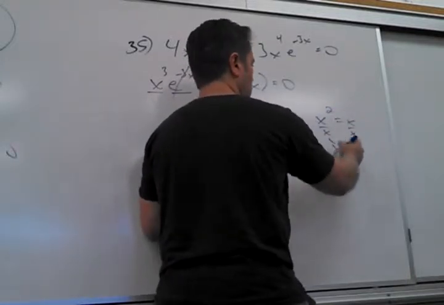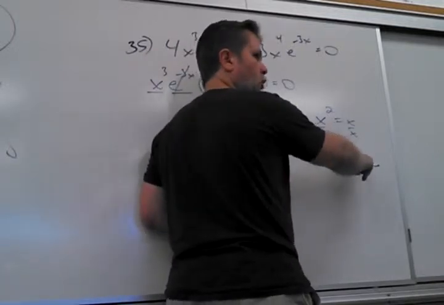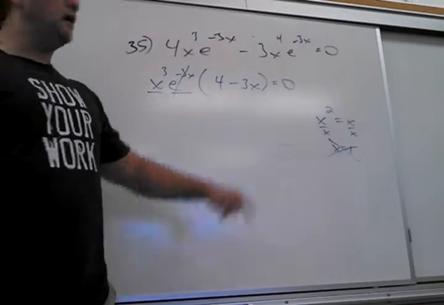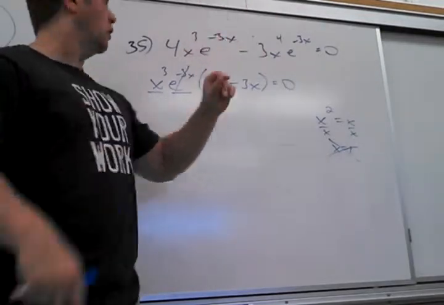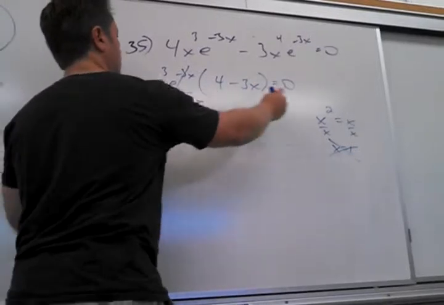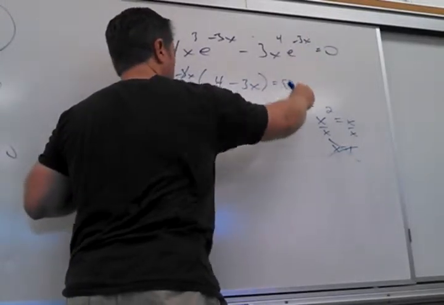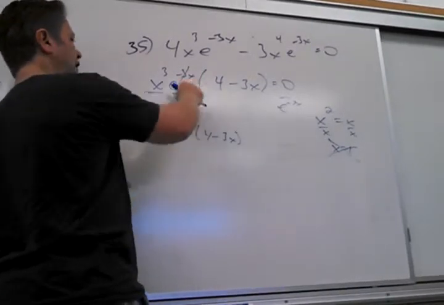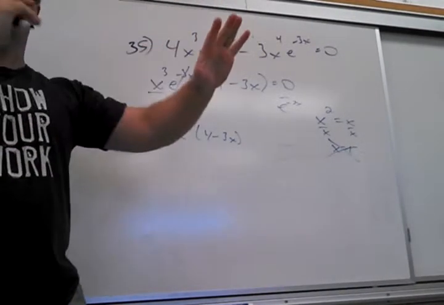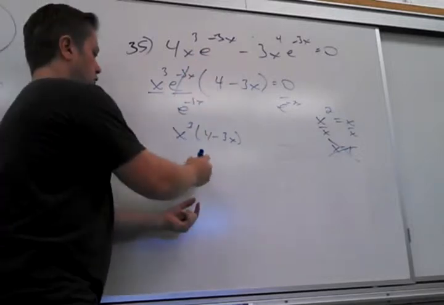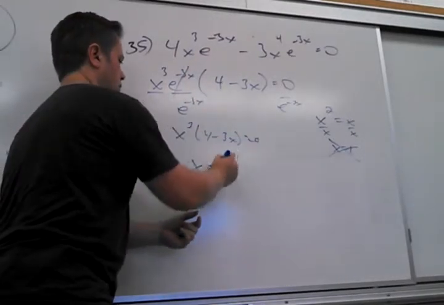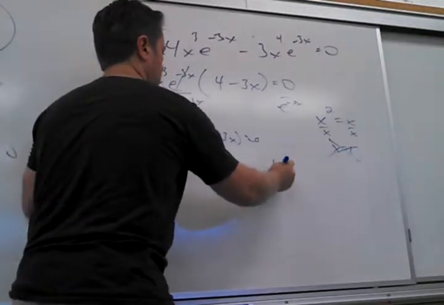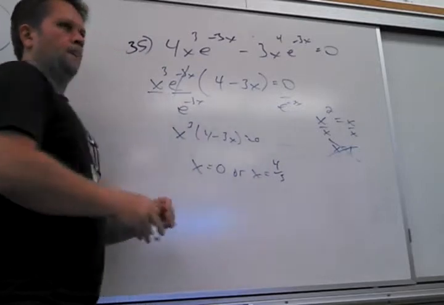No. I mean, you can argue that is one right answer, but by doing this, you lost the other answer, which is 0. You can't divide by x because it could be 0. Here, I could divide by this because it cannot be 0. 0 eats it up. So then I'm just left with this. So what's the answers? X could be 0. Or x could be 4 thirds. Yes, sir.